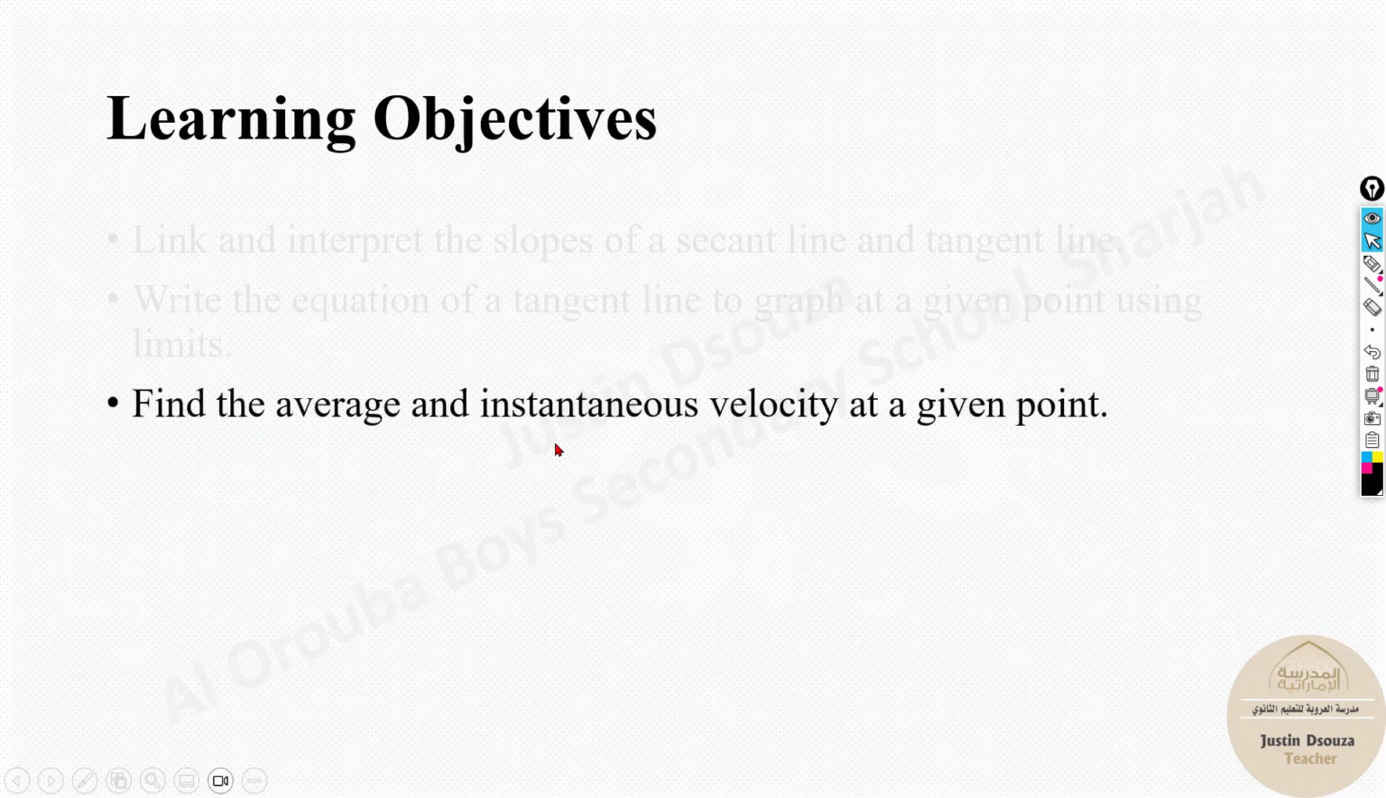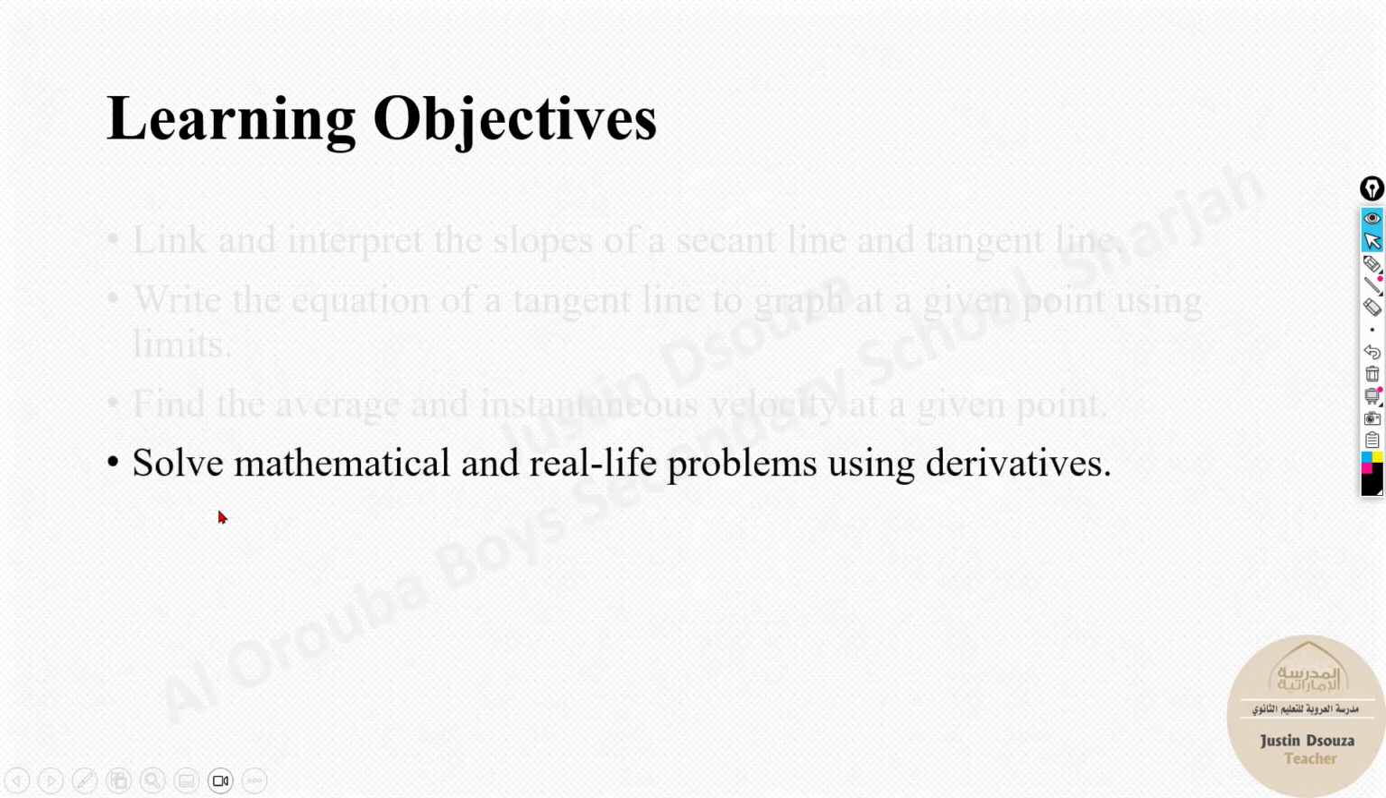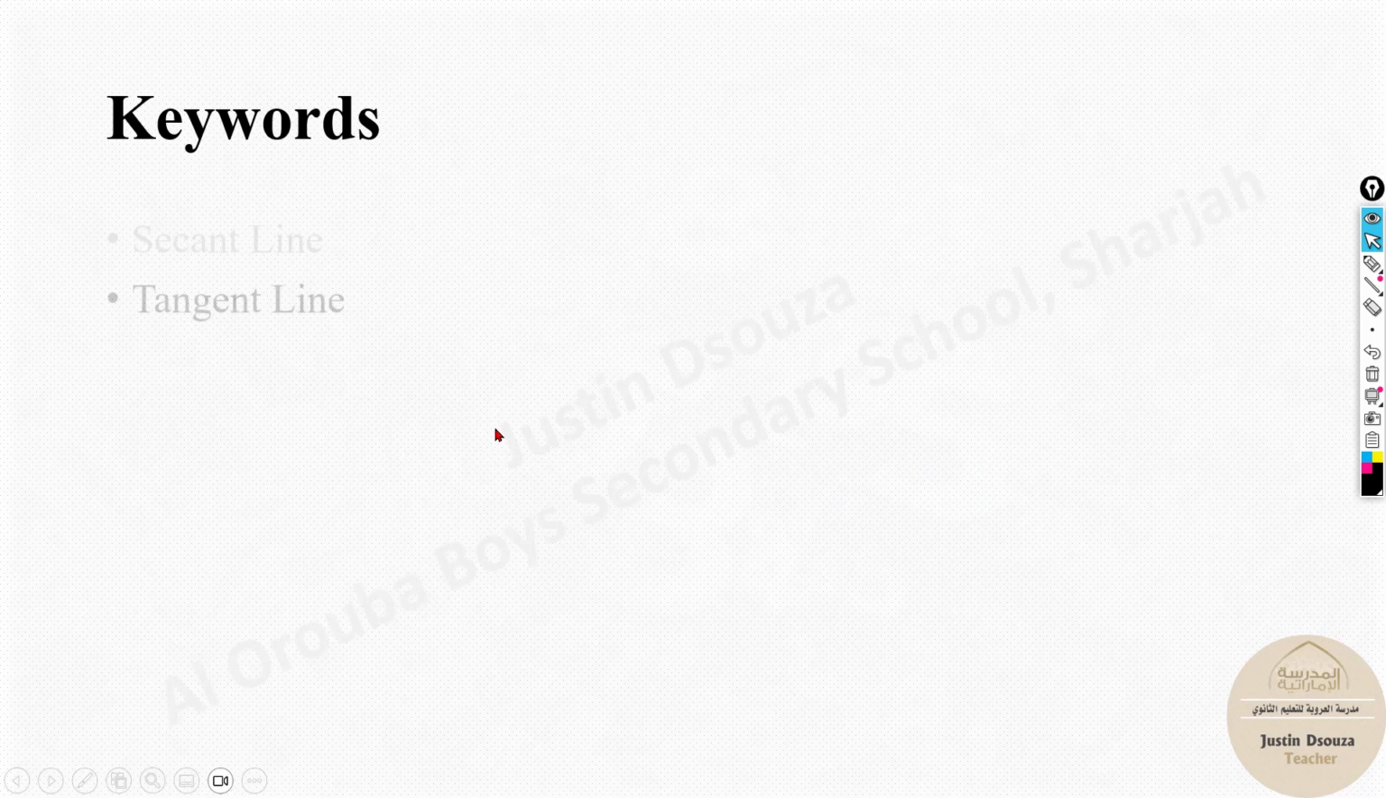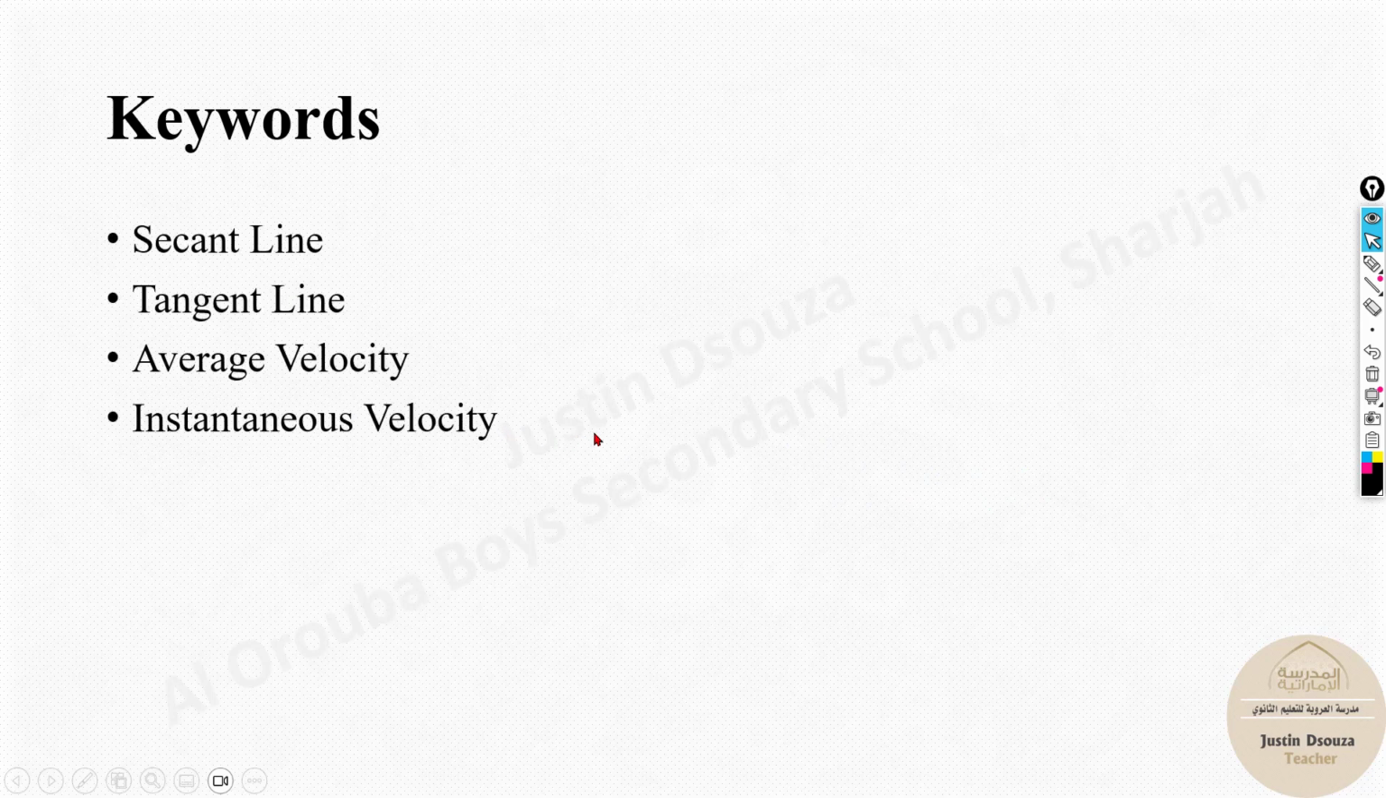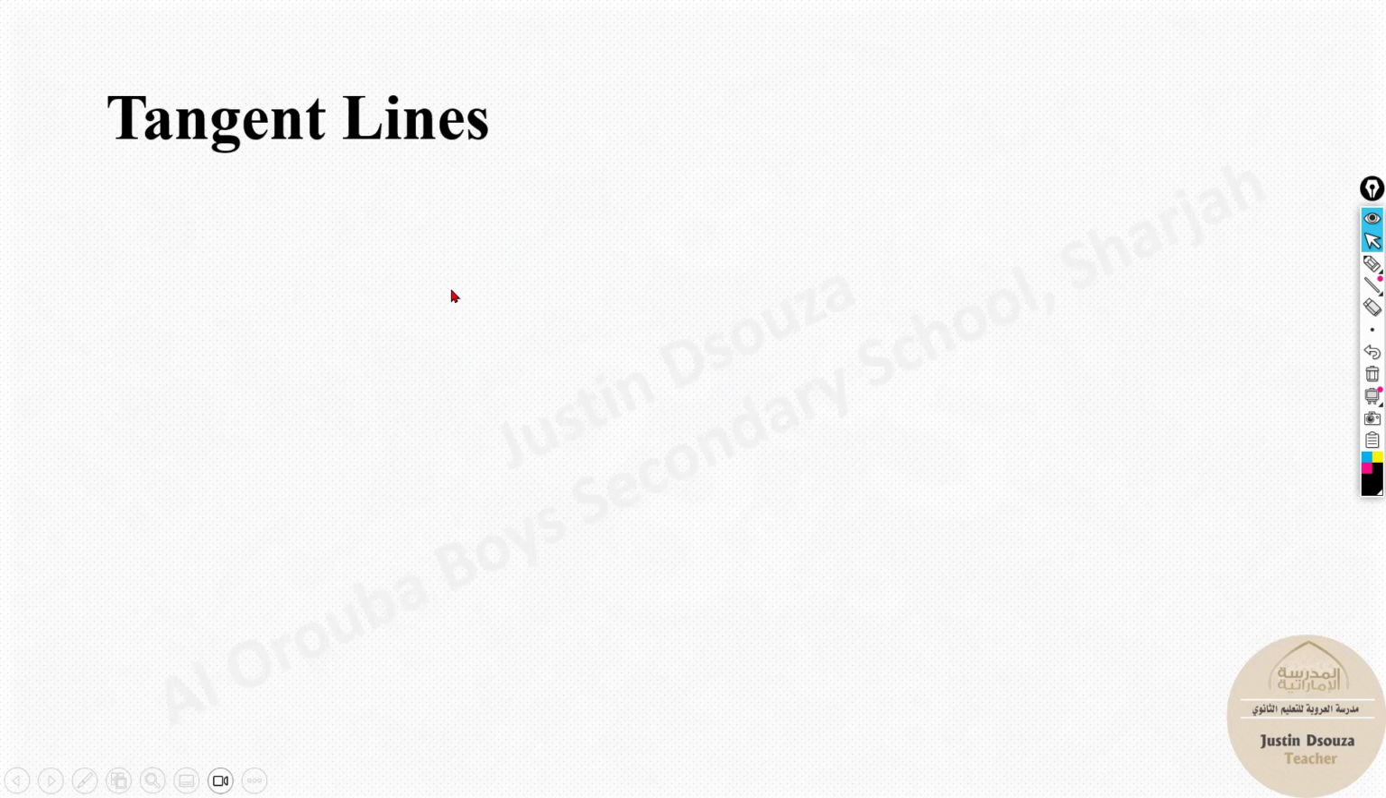We'll have to find the average and instantaneous velocity at a given point and solve mathematical and real life problems using derivatives. Now the keywords are secant line, tangent line, average velocity and instantaneous velocity. All the objectives and these keywords will be covered in this video. We will now begin with the first topic, that is the tangent lines.